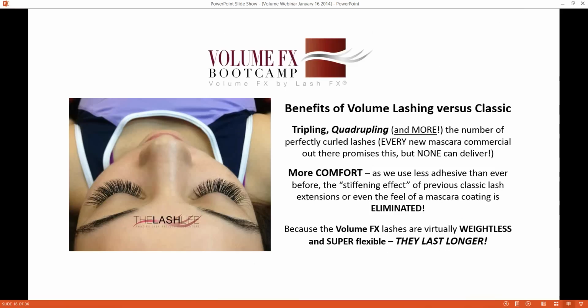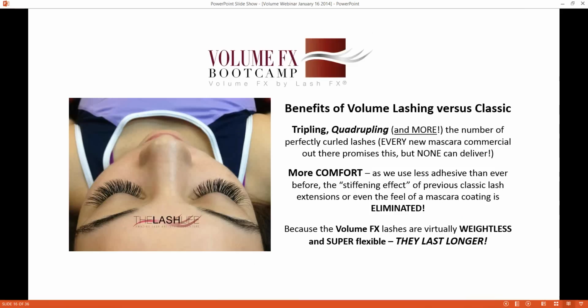Well, we're delivering with eyelash extensions, and we're delivering better now with volume lashes. We're even delivering more comfort because we're going to use less adhesive than ever before. We're not stiffening the natural lash and the extension lash, which starts out very flexible. We're not stiffening it by coating it in this acrylic resin anymore. We're using a minimal amount of adhesive, and we are giving them more lashes. So that feeling of stiffness or of a coating, even the feel of just a mascara coating, is eliminated virtually.